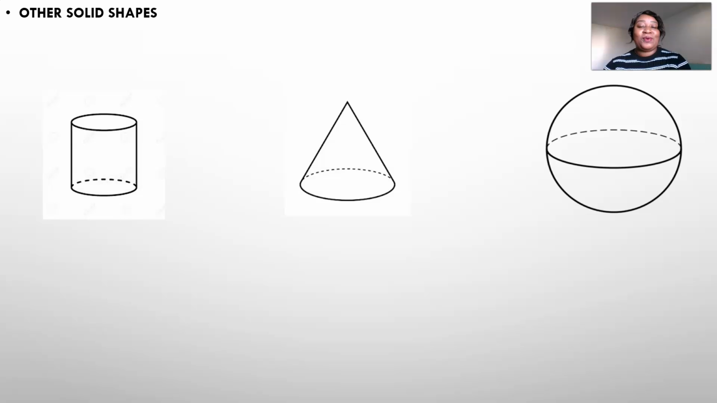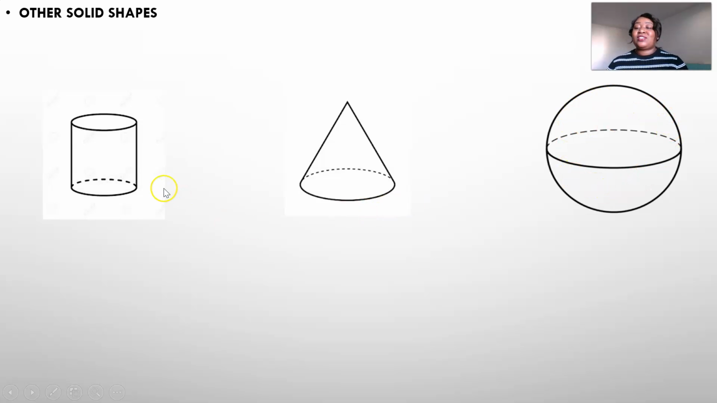These are not polyhedrons because they do not have faces that are polygons, right? So this one has two circular faces and a curved surface. We call it a curved surface. And this one has a curved surface and one face. In other books, it has one vertex as well. And this one has just one curved surface.